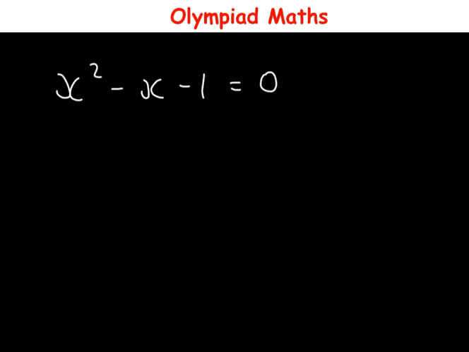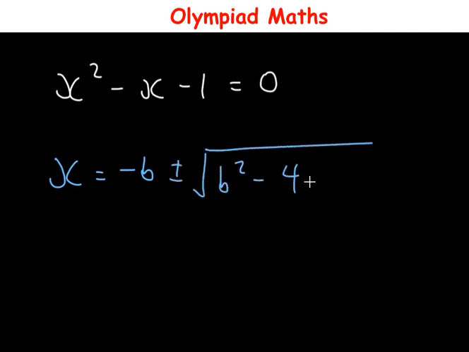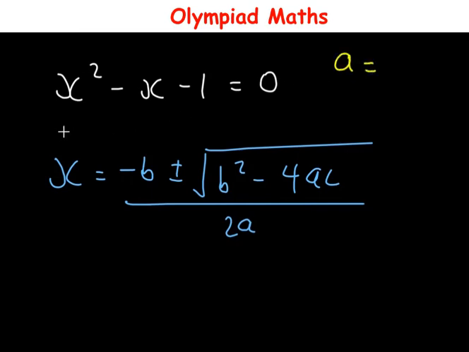To solve for the value of x, we're going to make use of the quadratic formula, and the formula is given by x = (-b ± square root of (b^2 - 4ac)) / 2a. Now, in this case, the value of a is the coefficient of x squared, which is 1. The value of b is the coefficient of x, which is -1. And the value of c is the constant, which is -1.